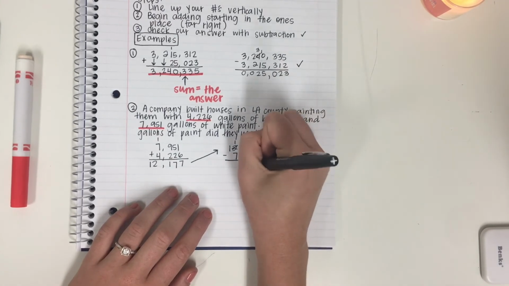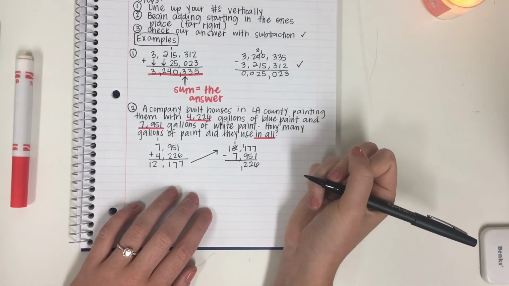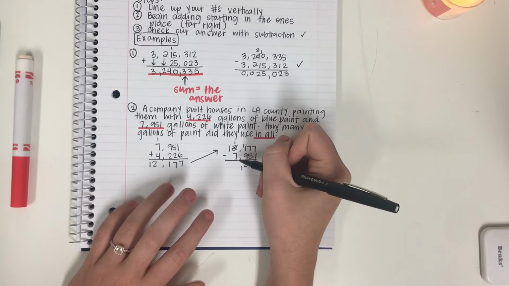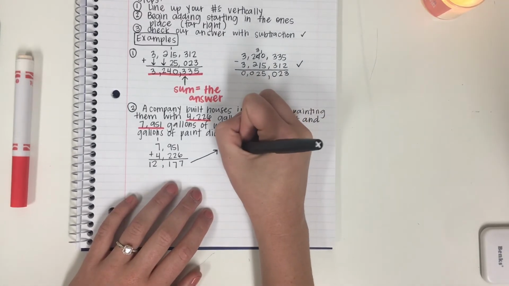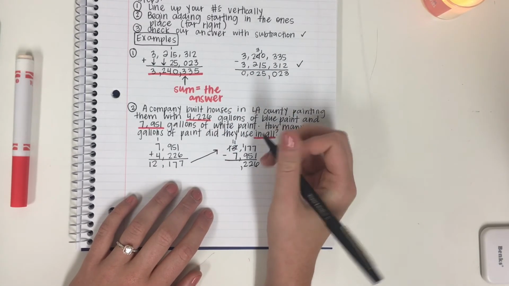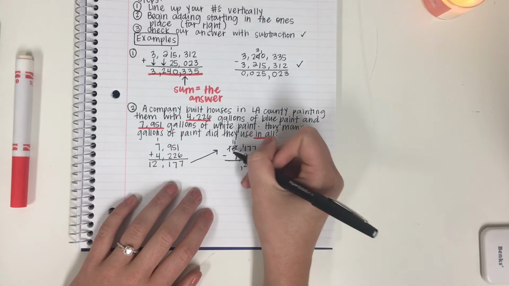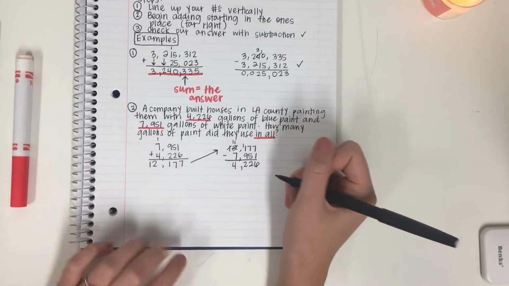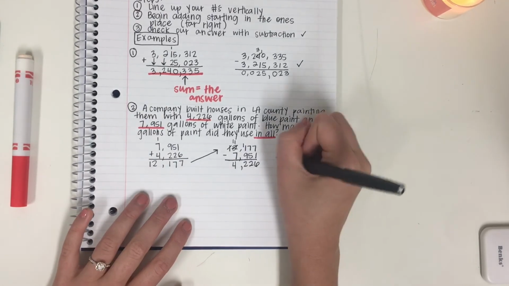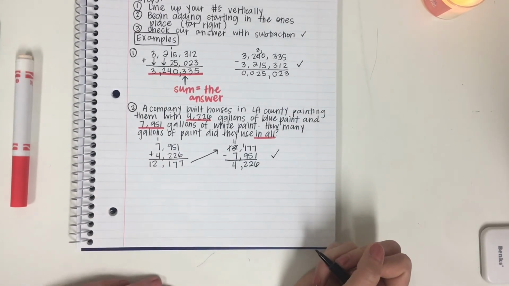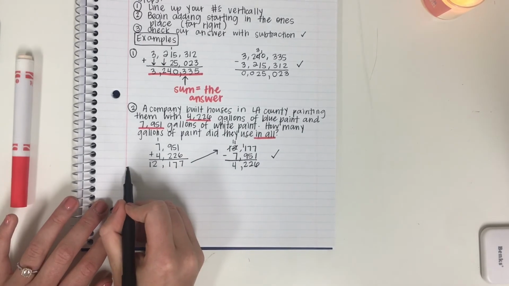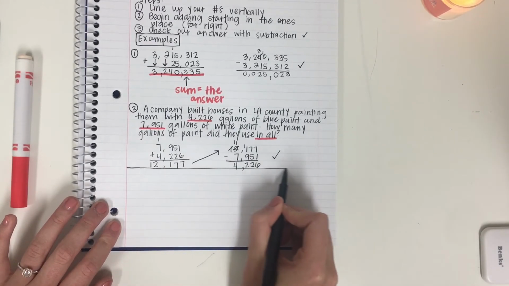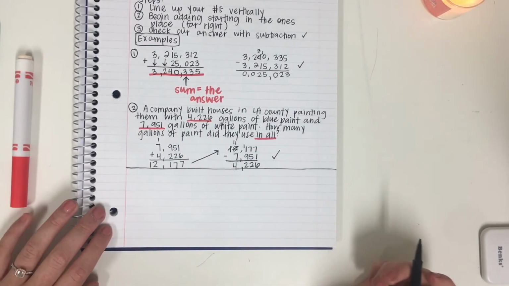11 minus 9 is 2. Bring down my thousands place value. 1 minus 7 we can't do because 1 is too low. So I'm going to borrow, make this 11. 11, 10, 9, 8, 7, 6, 5, 4. 4,226, and that matches with my missing value over here. So I know my answer is correct. Okay, so draw your line. And let's move on to the problems I want you to do tonight at home.